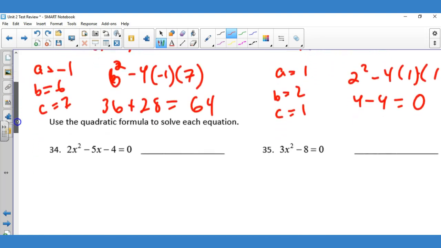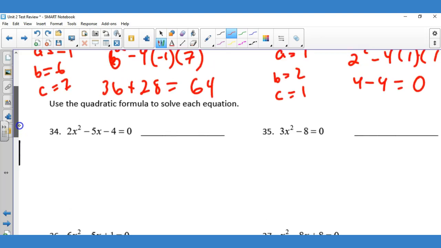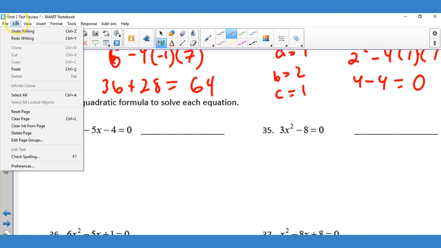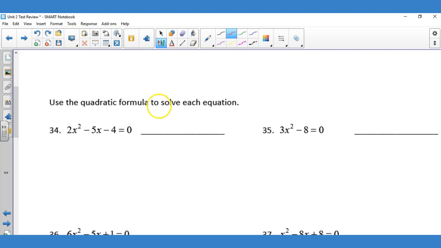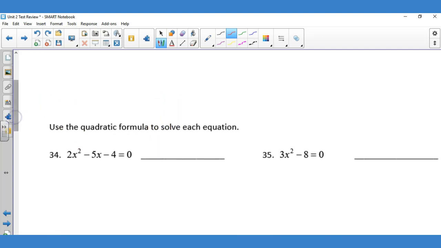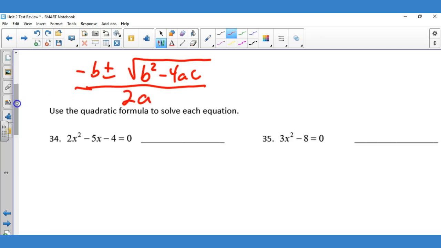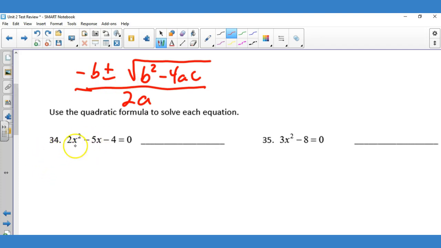Now let's look at 34. 34 says we need to use the quadratic equation to solve each equation. So let me write that down. Negative b plus or minus the square root of, remember the discriminant, b squared minus 4 times a times c. That's your discriminant, all over 2 times a. There's our quadratic formula. We're going to use that to solve this. So real quick, a is 2, b is -5, and c equals -4.